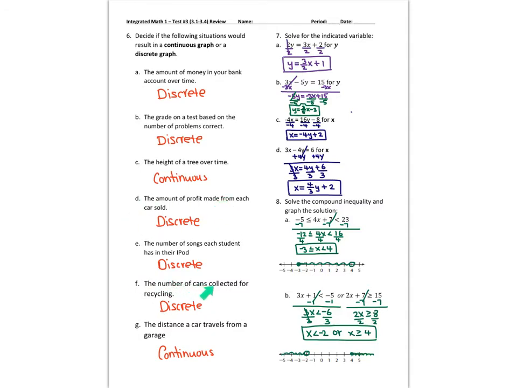The number of cans collected for recycling. Discrete. I'm going to count the number of cans I have. The distance that a car is traveling. That's going to be continuous because it doesn't have to do with the car itself, how many cars. It's just going to be the distance. So I can go 1.5 miles. I could go 1.8 miles.